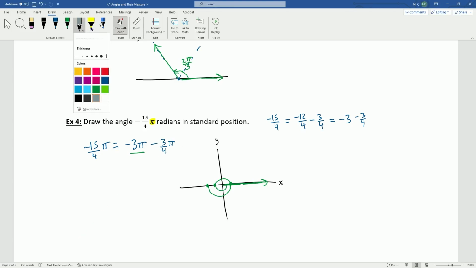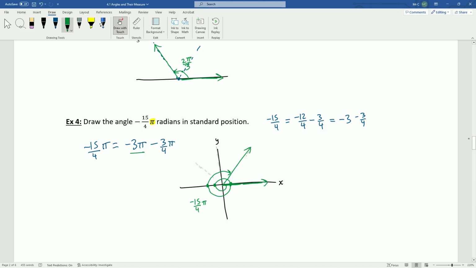So now I'm going to divide up the next pi into 4 pieces and go 1, 2, 3. That's another -3/4 of pi. And now I draw my terminal side. So this angle is -15/4 of pi. All right, that's it for that example.